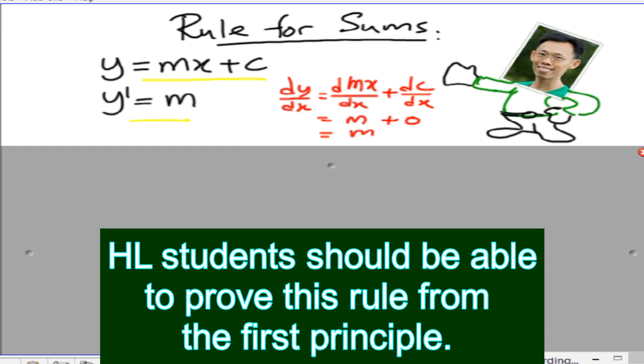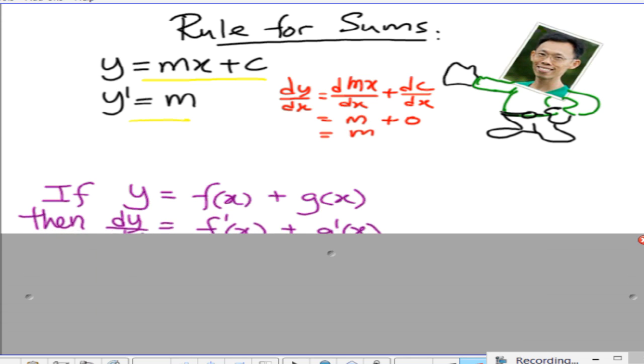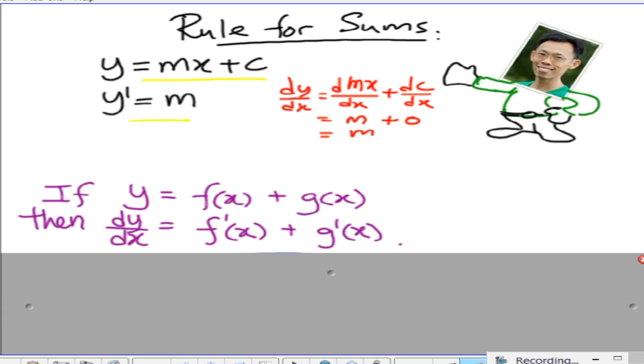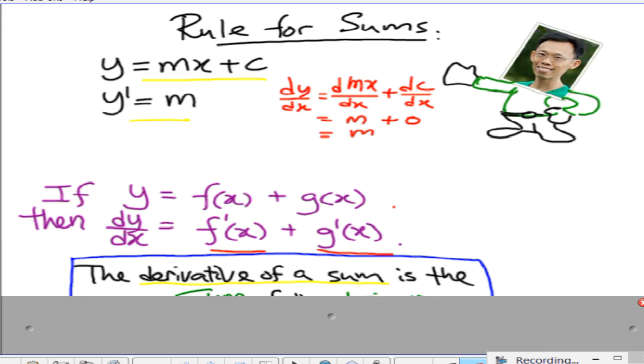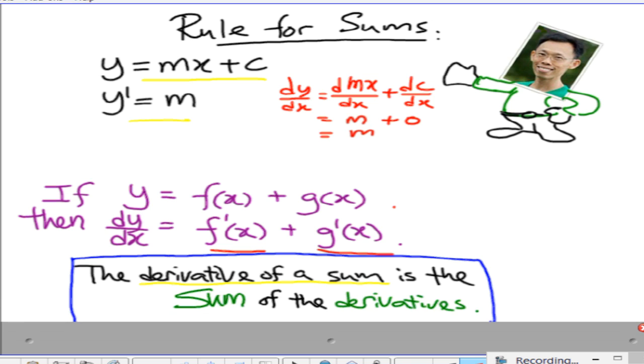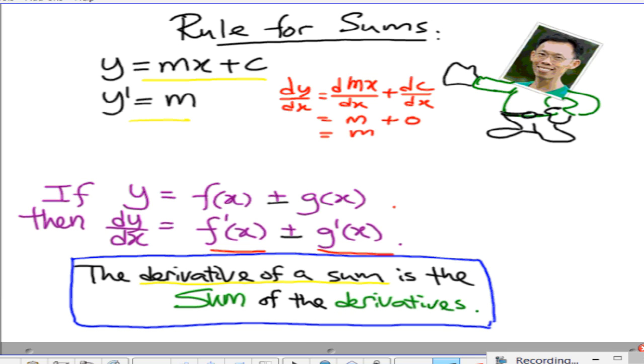And a higher level student may want to prove that if you have y equal to a sum of two functions, let's say f of x and g of x, then the derivative of this sum is just f dash plus g dash. In other words, the derivative of a sum is just the sum of the derivatives. And in fact, this particular rule will also work if you have f of x minus g of x. In this case, the derivative will become the derivative of f of x minus the derivative of g of x. And you will see that this is a very useful rule to have.